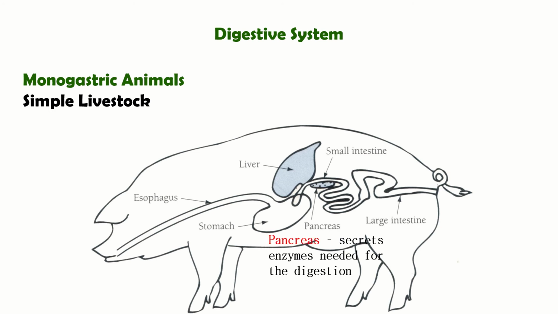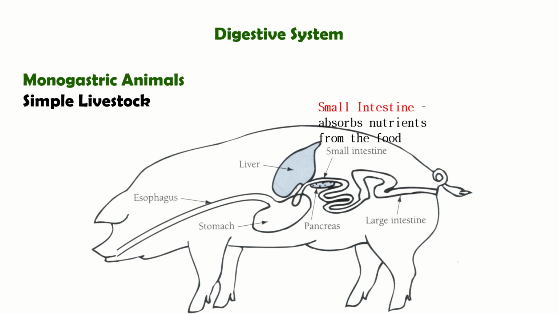The pancreas is used for the production and secretion of enzymes needed for the digestion and prevention of cell damage due to pH. And next is the small intestine. The function of the small intestine is to break down food from the stomach and absorb much nutrient from the food. Okay, so sa small intestine nangyayari ang absorption ng nutrients.